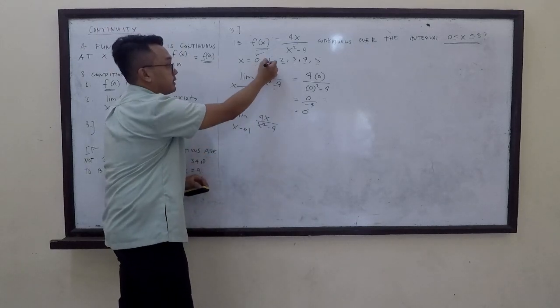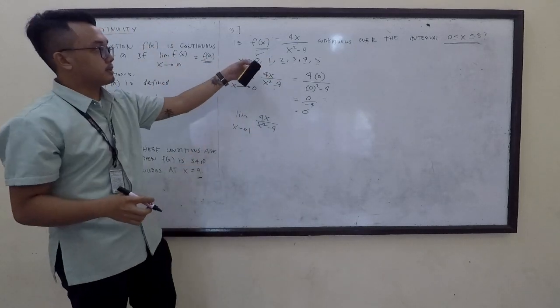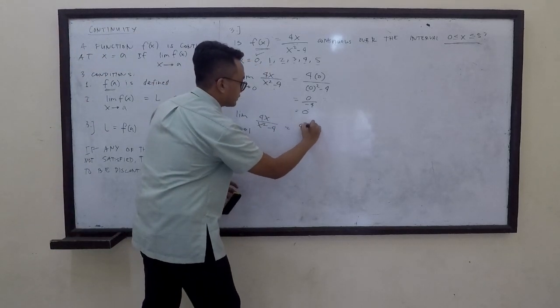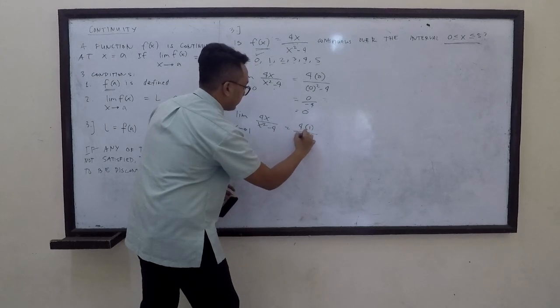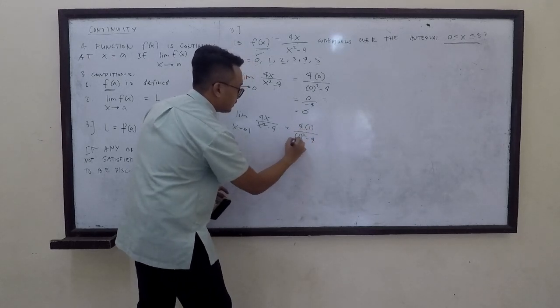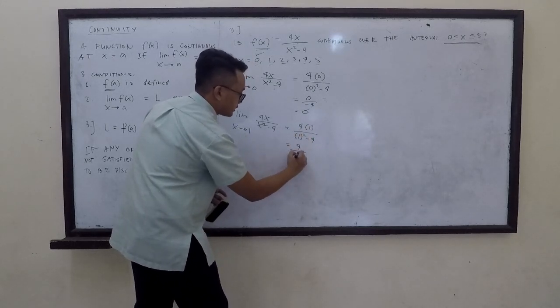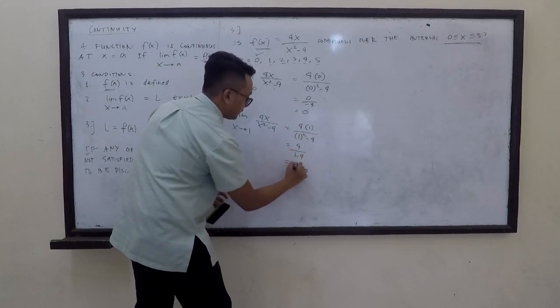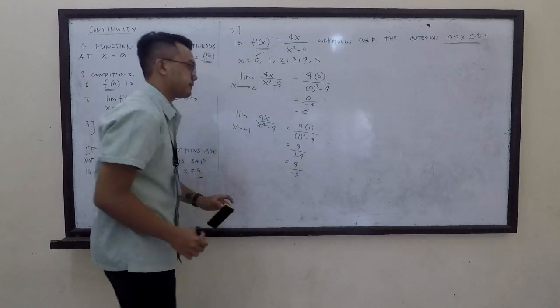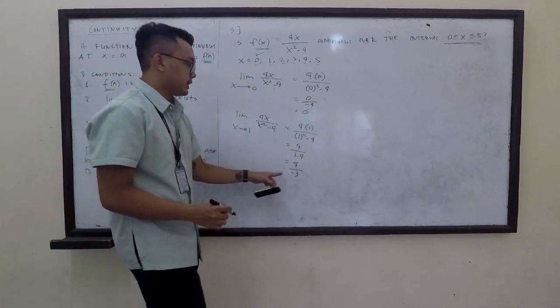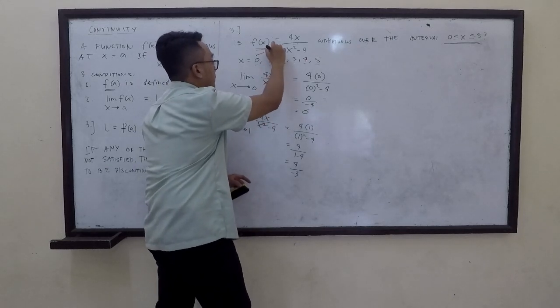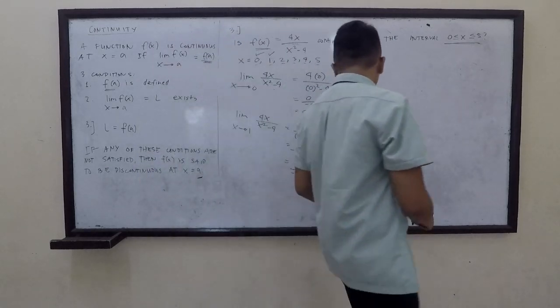Next is, kanina po. So is it continuous at 1? So this is just 4 times 1 over 1 squared minus 4. 4 over 1 minus 3 by 1 minus 4. So this is just 4 over negative 3. Okay, so this is once again a defined value. So therefore, continuous siya sa 1.